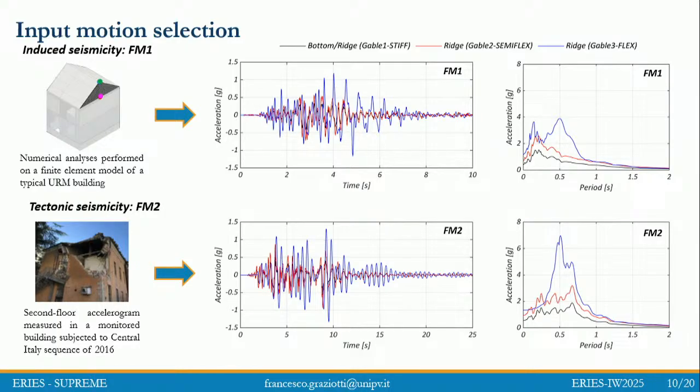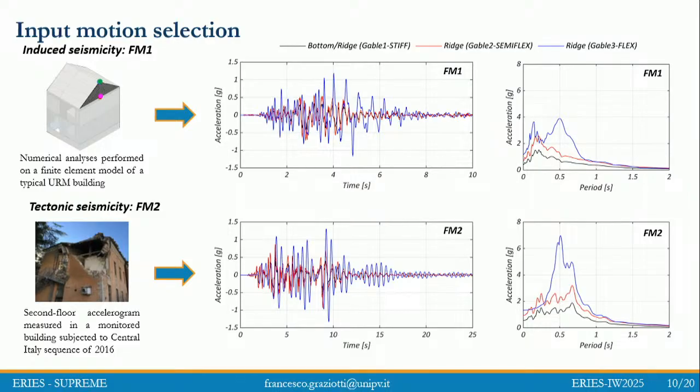For the tectonic seismicity, we decided to do another thing. We had access to this structure in central Italy, in Visso, that was hit by the sequence of 2016, as you see, with a pretty heavy partial collapse of the structure. This was a school, and we had the floor motion of this structure. So we use directly the floor motion of this structure, and we adapt it to simulate.